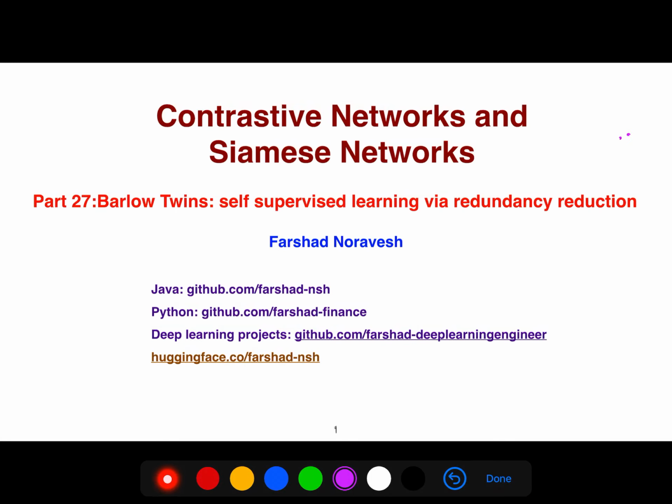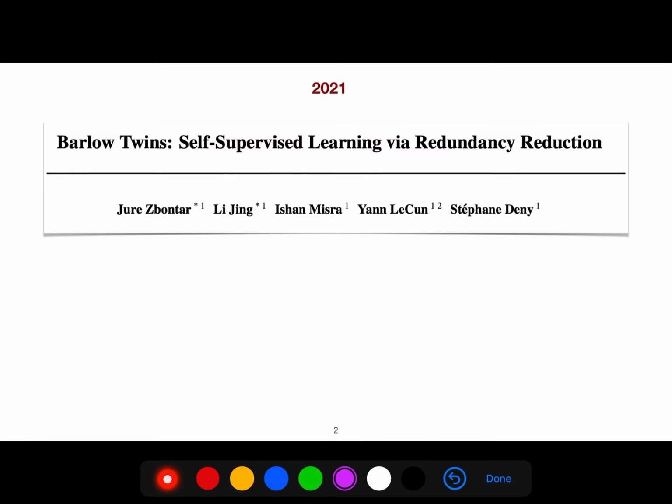Alright, so today I'm gonna be talking about Barlow Twins, self-supervised learning via redundancy reduction. Sometimes you don't need a sophisticated contrastive network. You can just use this paradigm of Barlow Twins. It's very simple, and the implementation is very fast. Of course, there is very little theoretical explanation, but it's very fast. I want to explain this article from 2021.